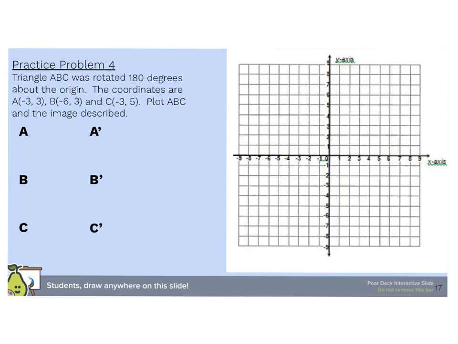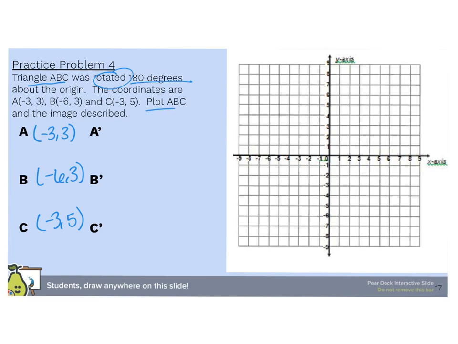Right, practice problem 4, let's annotate. We have triangle ABC. It was rotated 180 degrees. Here are the coordinates. I'm going to record it down here. -3, 3, -6, 3, and -3, 5.